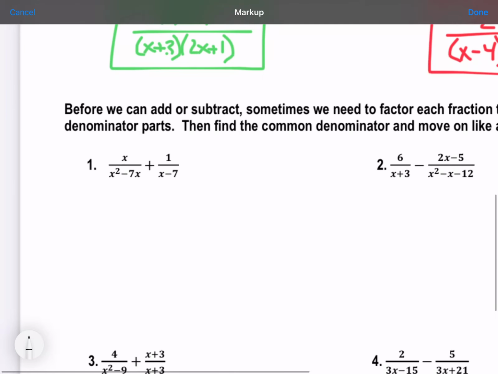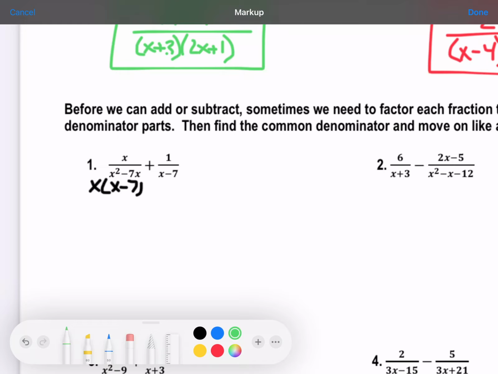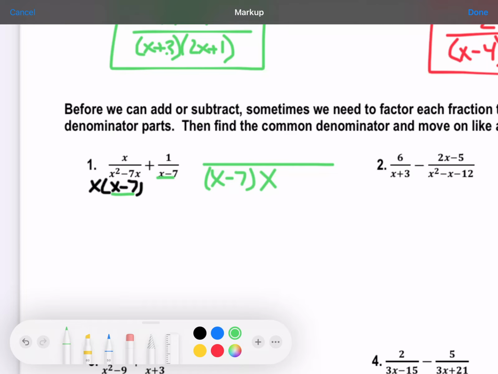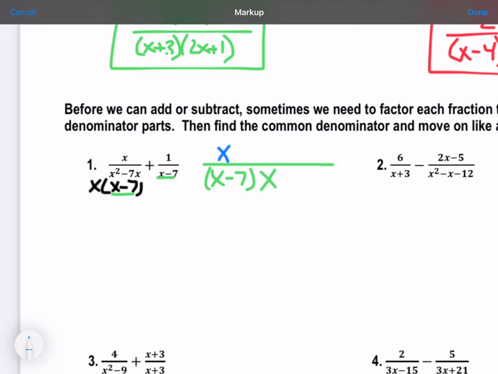So here, I want to break down each denominator. So x squared minus 7x becomes x times x minus 7. So we can see they both have an x minus 7, so we only need to list that one time in our denominator. So we took care of the x minus 7, and then there's also an x term that's missing. So our common denominator is x times x minus 7. So this x doesn't need to multiply by anything because it already had the x times x minus 7 as its denominator. But the 1 needs to multiply by what it's missing, the x. So we just end up with 2x over x times x minus 7.